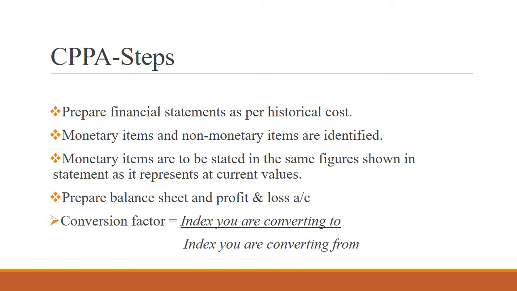The first step in preparing CPP accounting is to prepare the financial statements as per historical cost. That is, the profit and loss account and balance sheet are prepared in the traditional method. The second step involved is monetary items and non-monetary items identification. We are classifying the items into two, that is, monetary items and non-monetary items.